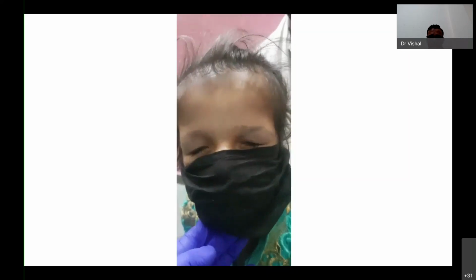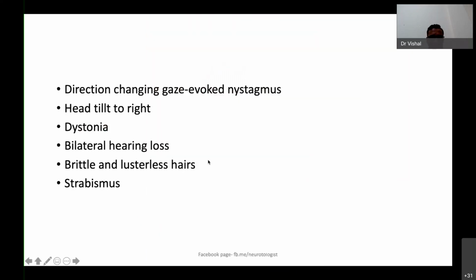And another important finding she had was dystonia. She had dystonia of the hand. Okay, so each of these are clues for the diagnosis, and so these are various clues in her case.